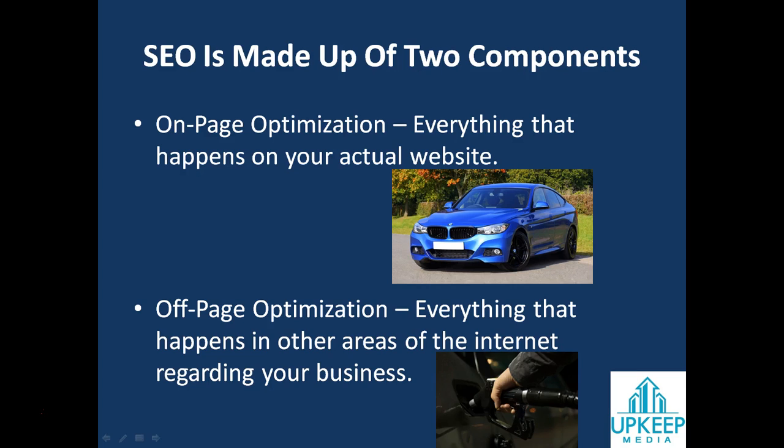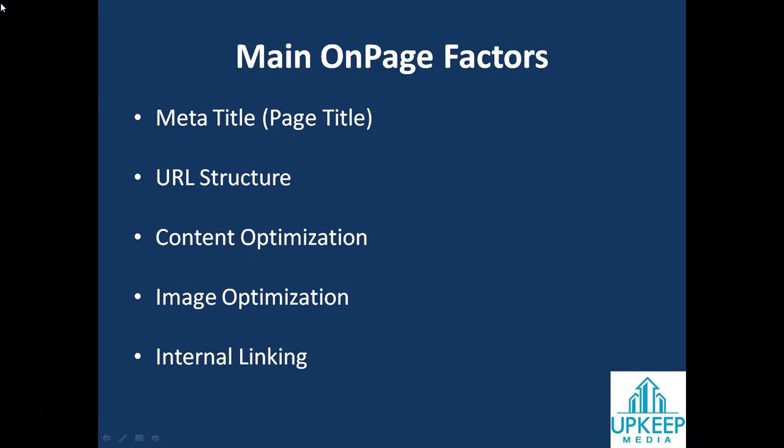We'll get into what off-page optimization is in another video, but I'm going to continue and show you some of the main issues we see with a lot of property management websites out there that you can easily fix on your own. The things I'm going to talk about are page titles, the URL structure of different pages on your website, content optimization, so how to properly optimize each page on your website and the main issues we see, image optimization, and internal linking.